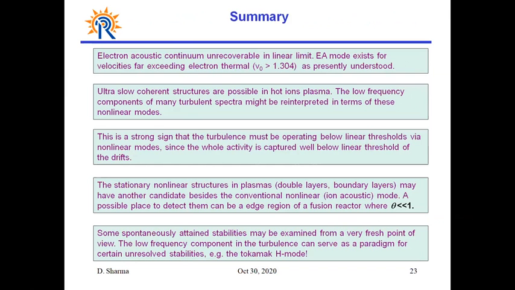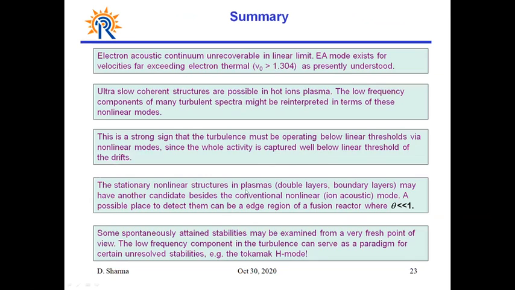So I come to my summary. My summary is that the slow coherent states are possible in hot ion plasmas. The low frequency components of many turbulent spectra might be reinterpreted in terms of these nonlinear modes. So this is a possibility. This is a strong sign that the turbulence must be operating below linear threshold via nonlinear modes, since the whole activity is captured well below the linear threshold of the drifts.